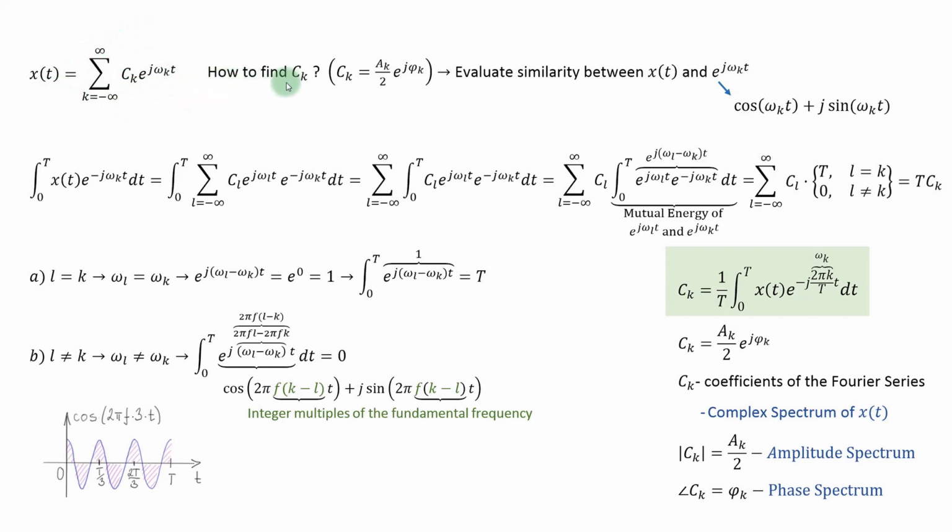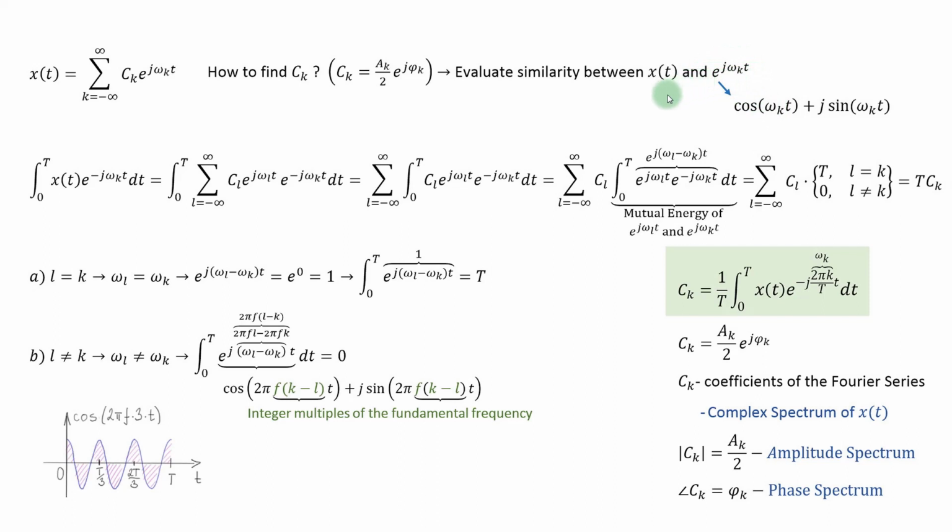So how do we find what are those complex amplitudes, or what are those amplitudes and phases of those real cosines? Well, the idea is that we will evaluate the similarity between our signal and these complex exponentials at various frequencies omega k. This also means that we would be comparing our signal to the cosines and sines at the frequency omega k, which constitute this complex exponential. Now, why would this work?